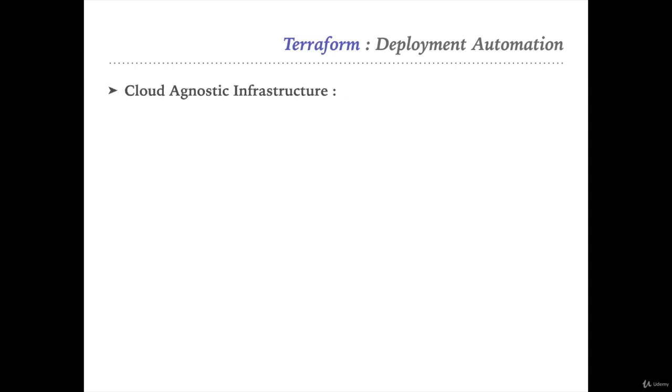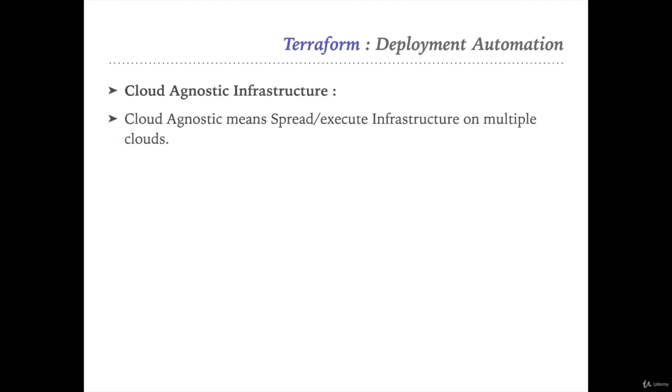Let's discuss the cloud agnostic service and its benefits. Cloud agnostic infrastructure is where we are creating services on multiple clouds. Different cloud providers are part of that infrastructure. Some of the services we use from GCP, some from AWS, some on-prem or from another cloud provider, and some on Azure. That kind of infrastructure is called cloud agnostic infrastructure.